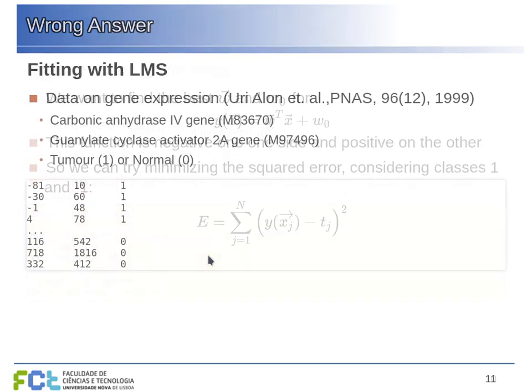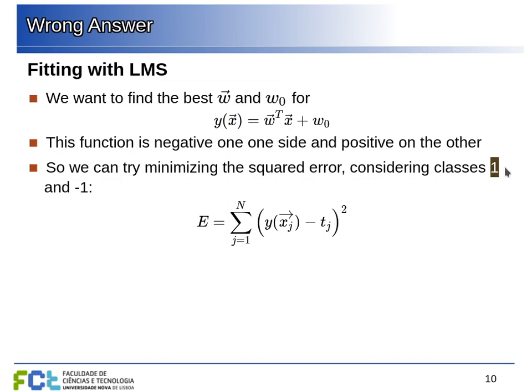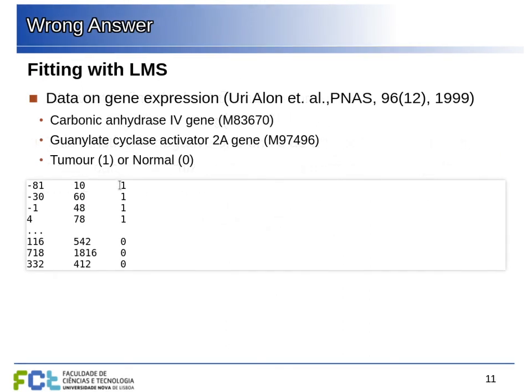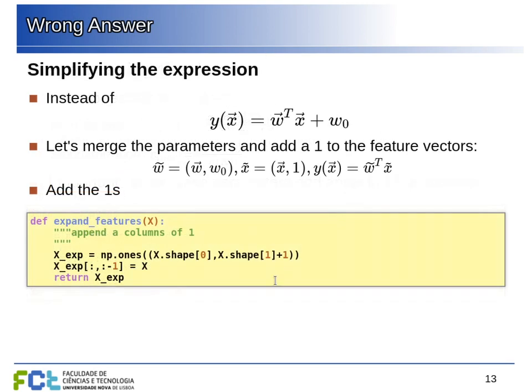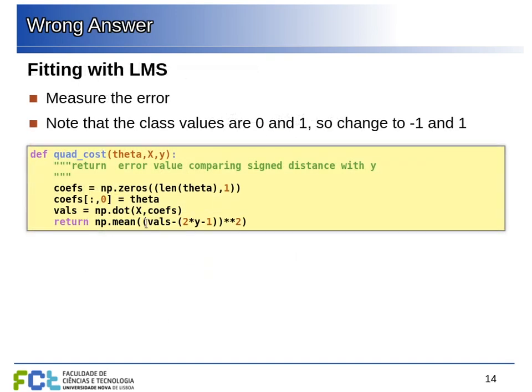But note that we are considering that the class labels would be 1 on one side and -1 on the other. However, our data has class labels of 1 and 0, and this would not work like this. So we convert them to 1 and -1 by doing just this small operation here. So 2 times the label minus 1. If the label is 0, then 2 times the label is 0, and this turns to -1. If the label is 1, then 2 times 1 is 2, minus 1 is 1. So this just converts the 0 into -1, and the 1 stays at 1.